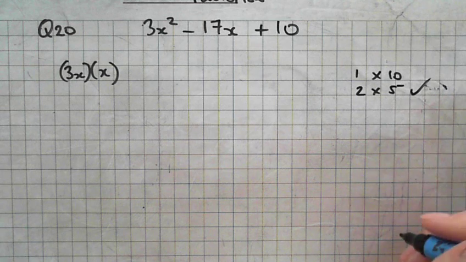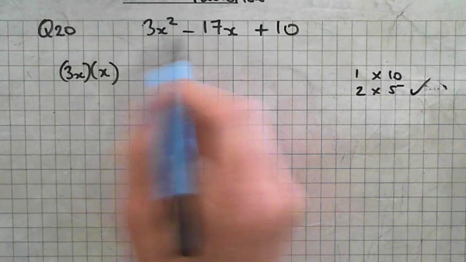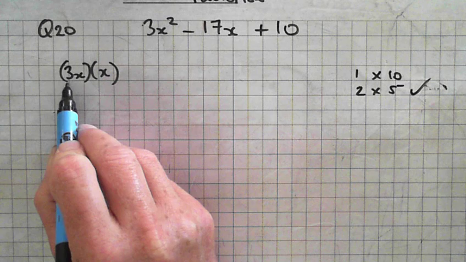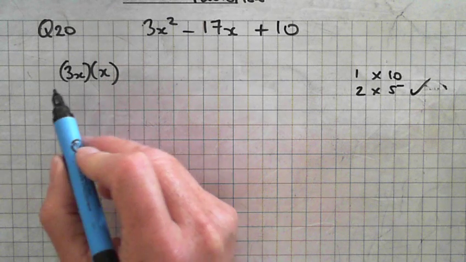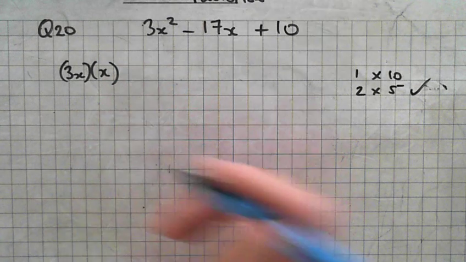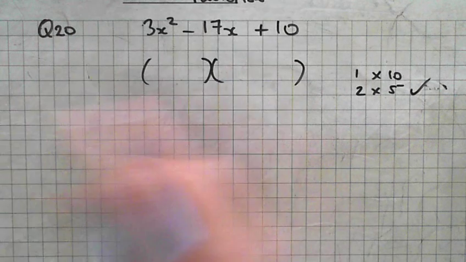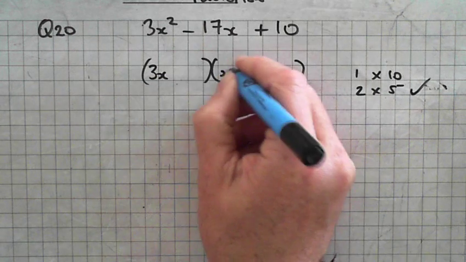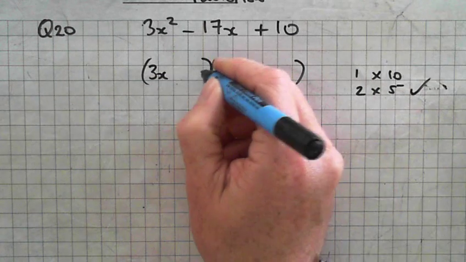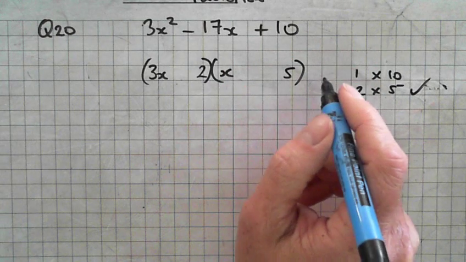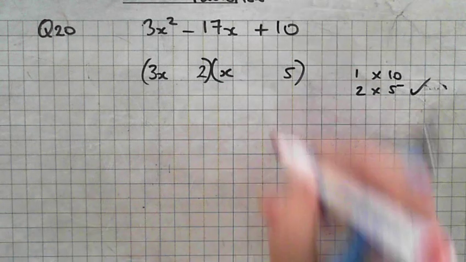Always start off with the bottom pair, especially if there's a 3 here or 2 or 4 or 5. Looking up, lads, at the back. Alright, so we need a 3x and an x and then a 2 and a 5. If I put the 2 there and a 5 there, right, I do the test.